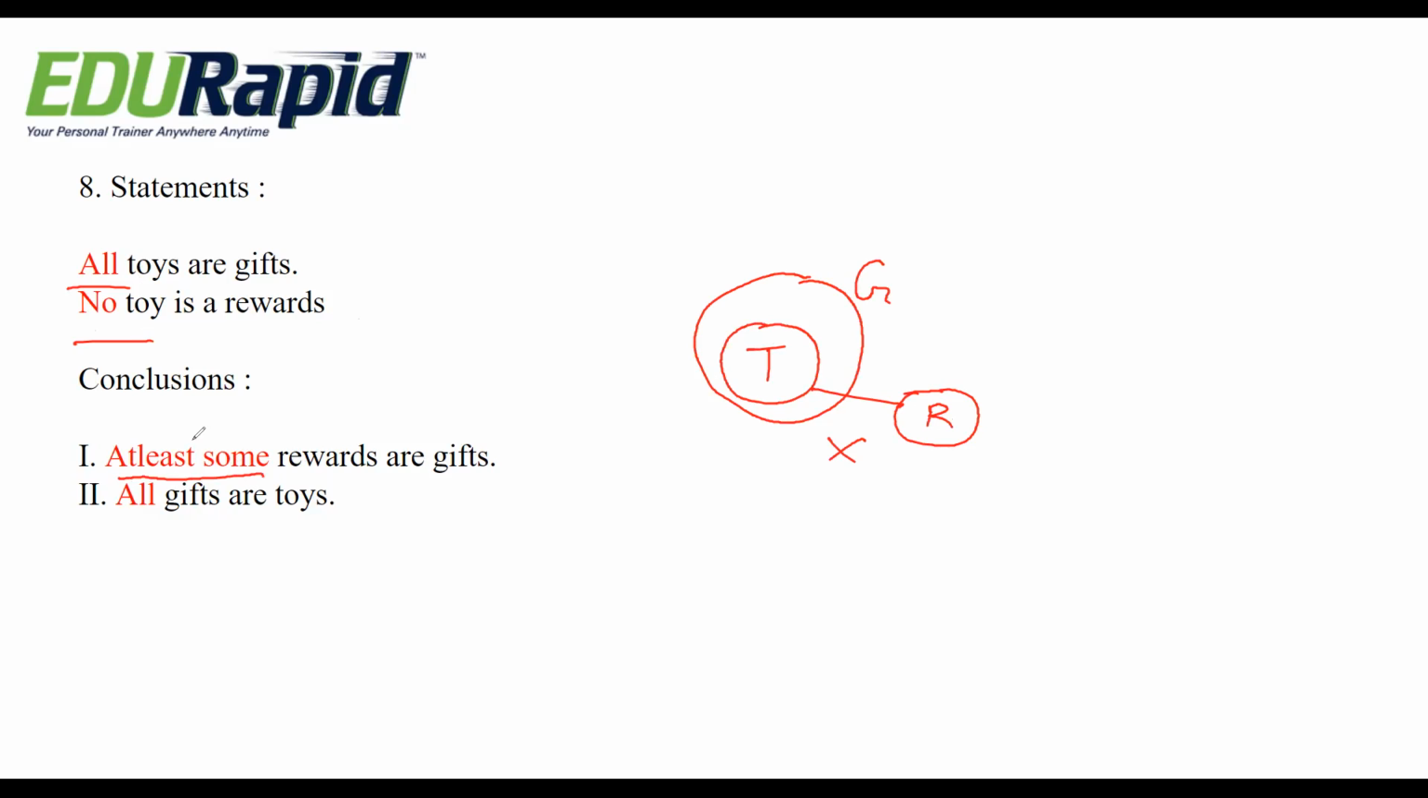Coming to the conclusion, at least some means some. At least some rewards are gifts. It does not follow, because for some, rewards and gifts must be connected to each other, and here they are not connected. Second conclusion, all gifts are toys. No, it is also not possible, because here only all toys are gifts and some gifts are toys. It does not follow that all gifts are toys.